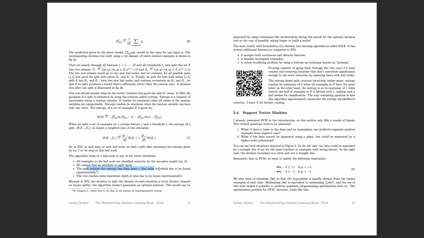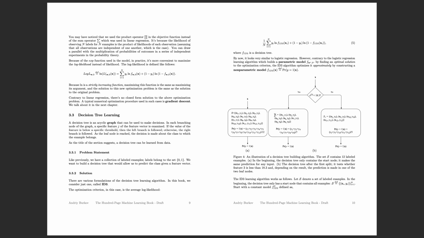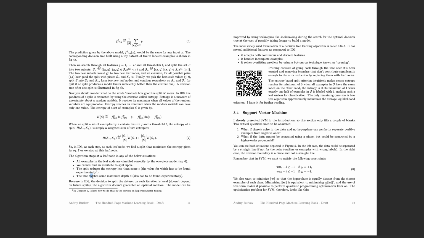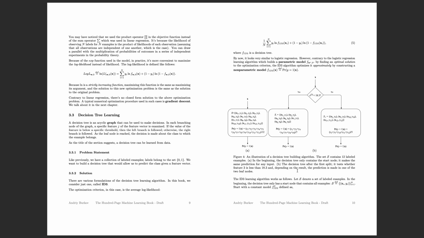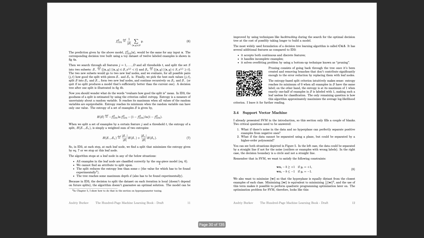Third, the split reduces the entropy less than a certain value. The split has reduced the entropy to the amount we want, or for some reason we do not want it to be split further. And finally, the tree reaches some maximum depth. We will define a depth for the tree, or the model will itself find a depth for the tree, and if it has reached that depth, it will stop at the current leaf node.